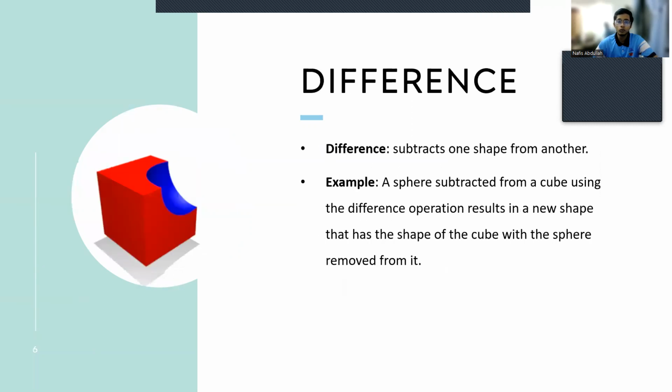So next, we have difference. So difference subtracts one shape from another. For example, if you have a sphere and a cube and want to use the difference operation to subtract the sphere from the cube, the resulting shape will have the shape of the cube with the sphere removed from it. The resulting shape will only contain the volume of the cube that is not overlapped by the sphere. It is represented mathematically as a logical NOT operation where the resulting volume is one that is present in the first original volume and not in the second one. So the difference operation is also known as the subtract operation.